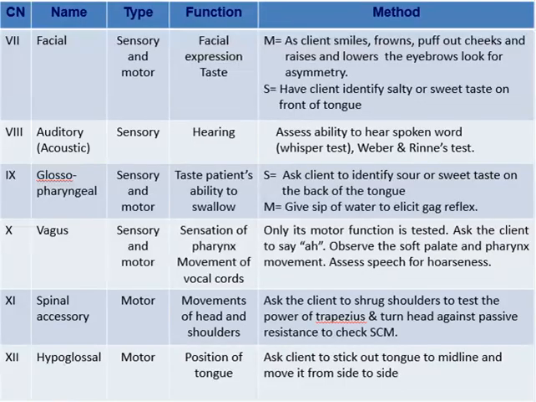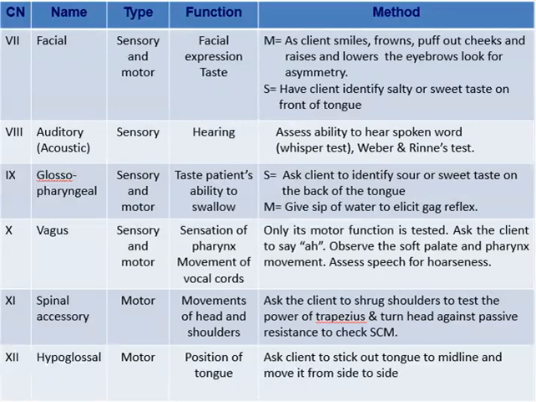Seventh comes the facial nerve. It is the seventh cranial nerve. Its type is sensory and motor, mixed, and it functions for facial expression and taste. To assess its motor part, ask the client to smile, frown, puff out cheeks, and raise and lower the eyebrows to look for symmetry. To assess its sensory part, have the client identify salty or sweet taste on the front of the tongue.